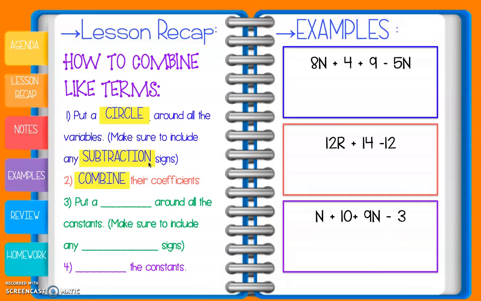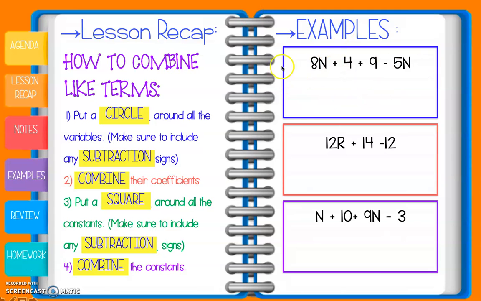Then we're going to combine their coefficients. Whatever the coefficients in front of the variables are, we're going to combine those. After we circle our variables and combine them, we're going to put a square around all of our constants. Again, we've got to be sure to include any subtraction signs that we see. And then we're just going to combine the constants. Okay, so let's take a look at some examples together.